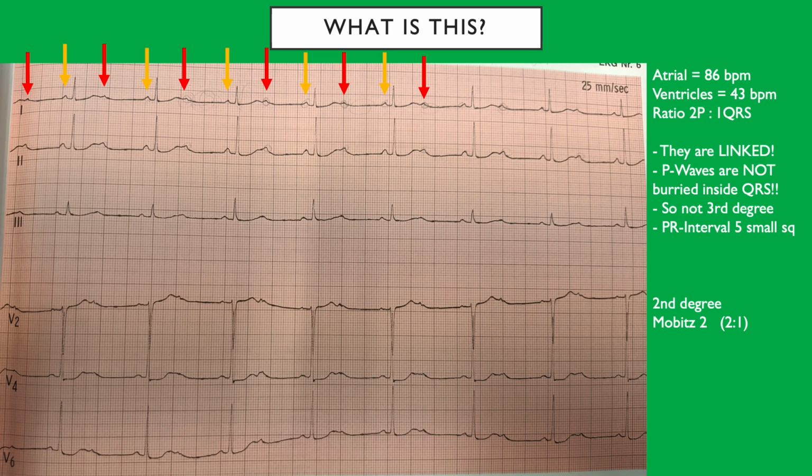So basically, you can see that the P's are regular, but it's what we said before. It's inside the T wave, you know, and then you have dropped beats as well. So they are linked. It's 2 to 1, okay. The P waves are not buried inside the QRS, so it's not the third degree. And then you have the PR interval. That's Mobitz 2. Yeah, that was a tricky question.